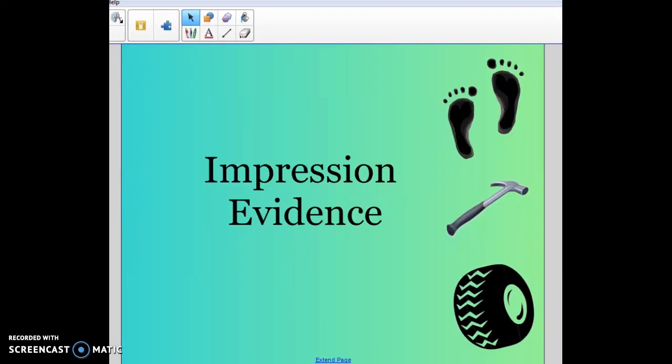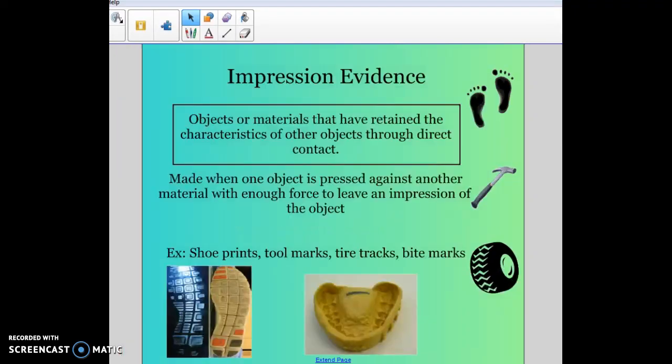Today we're going to be talking about impression evidence. Impression evidence is any object or material that has retained characteristics of other objects through direct contact. The way impression evidence is made is when one object is pressed against another material with enough force to leave the impression of that object behind.